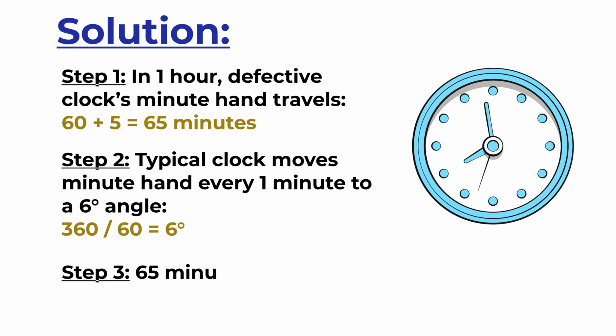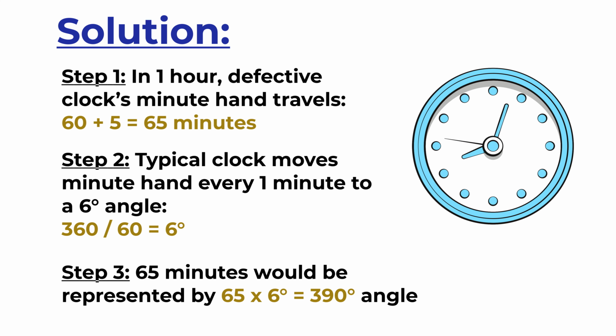Which means that the 65-minute angle would be represented by 65 multiplied by 6, which would be equal to a 390-degree angle. Obviously, as with a lot of problems, there is an alternative way to solve it.